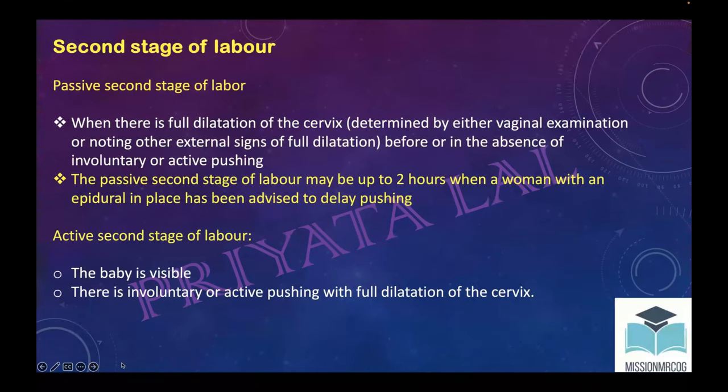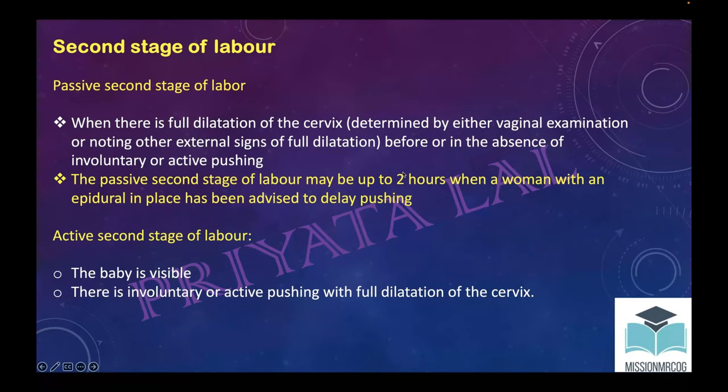Now the second stage of labor. Again, there are passive and active stages. The passive stage definition is the same: the patient is fully dilated but has no voluntary or involuntary pushing. Passive stage of labor can be up to 2 hours if the patient has an epidural in place, to avoid delayed pushing. So this part is newly added: if the patient is fully dilated with no urge to push, then with an epidural you can wait for 2 more hours.